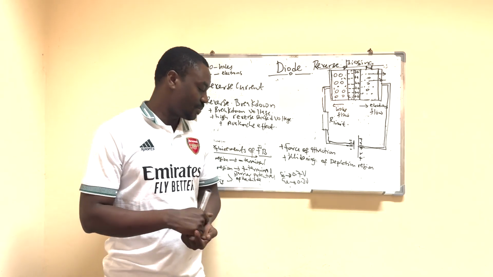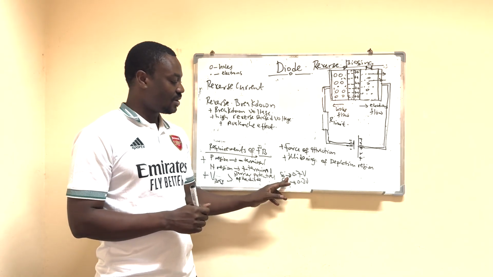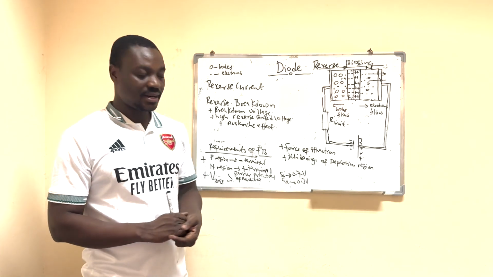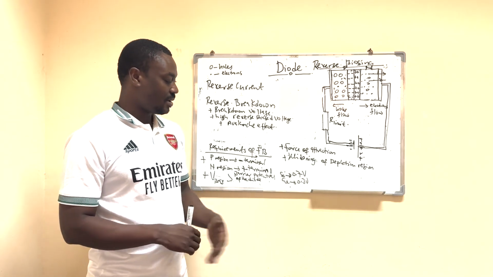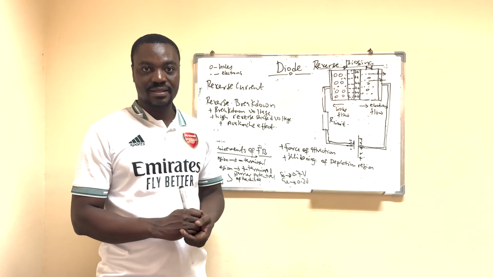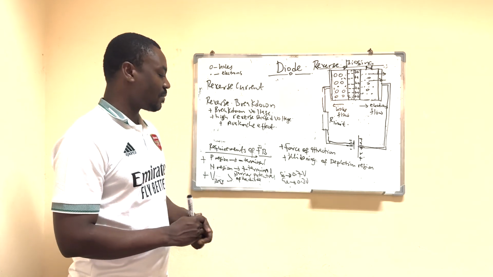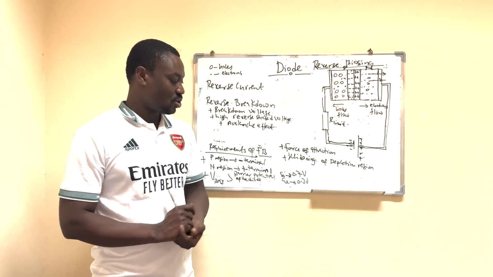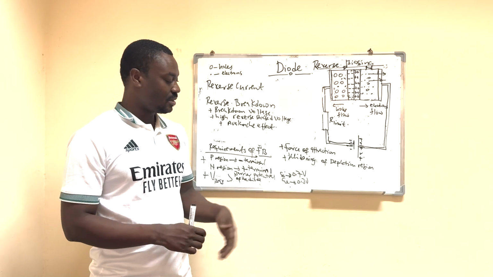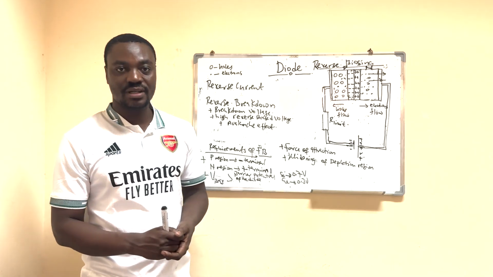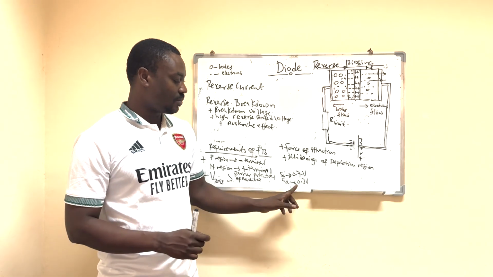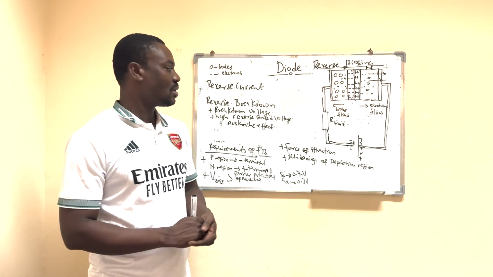When it comes to the barrier potential of the diode, we have two kinds of barrier potential depending on the kind of semiconductor that is used in the fabrication of the diode. For silicon, the barrier potential is usually 0.7 volts, and for germanium, 0.3 volts.